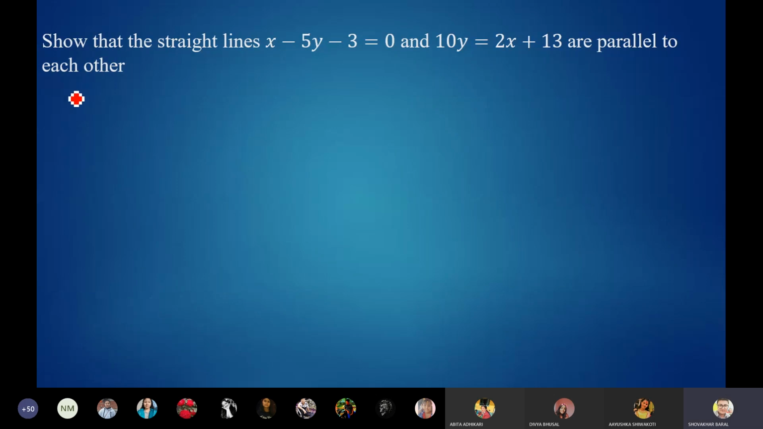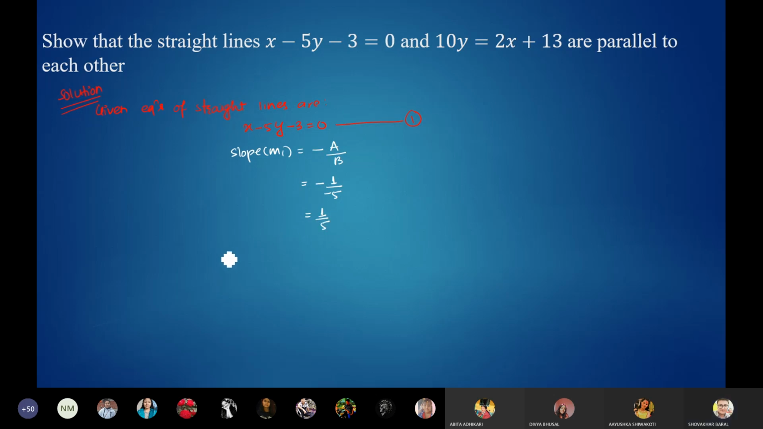Okay. So here, solution. Given equations of straight lines are x minus 5y minus 3 equals 0. Let's find the slope of this line. Slope m1 is equal to minus coefficient of x divided by coefficient of y, minus a by b. So it is minus 1 upon minus 5. It is equal to 1 divided by 5.